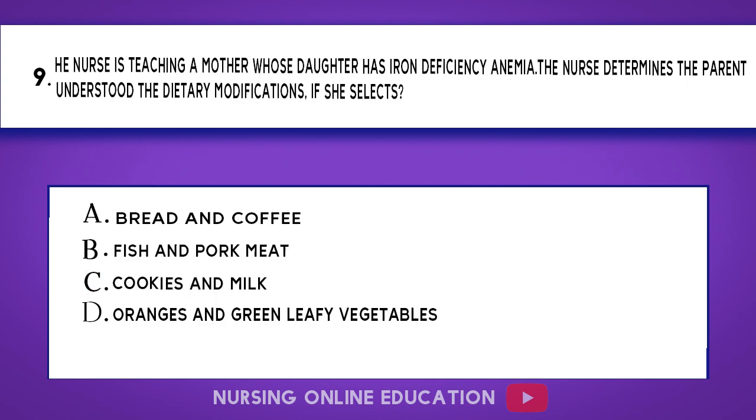9. The nurse is teaching a mother whose daughter has iron deficiency anemia. The nurse determines the parent understood the dietary modifications if she selects A. bread and coffee, B. fish and pork meat, C. cookies and milk, D. oranges and green leafy vegetables. The answer is option D, oranges and green leafy vegetables.